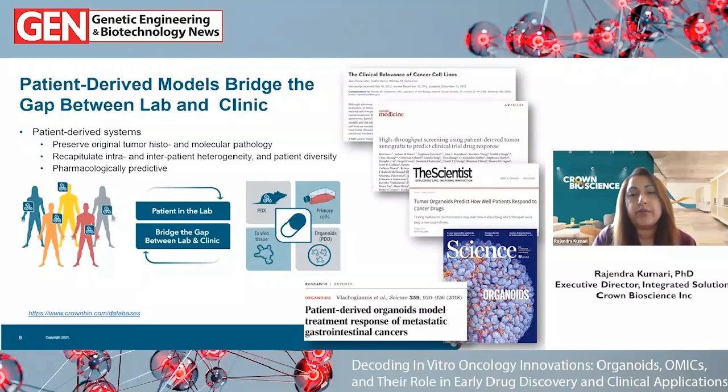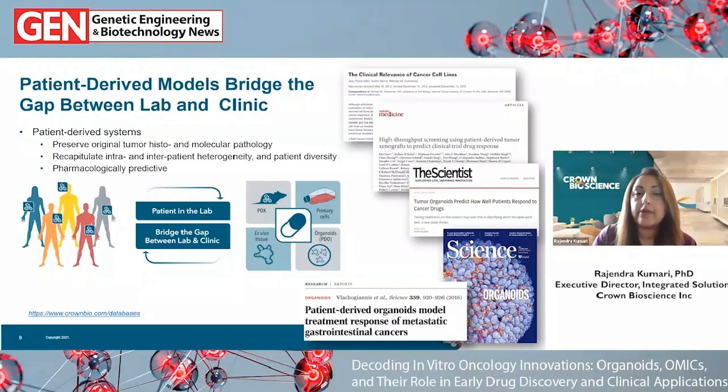And at Crown, we've also developed platforms with patient-derived models, which include in vitro organoids, in vivo PDX, as well as ex vivo patient tissue. And also we have primary cell lines. And this covers many different cancer types and can support drug development and translational research.